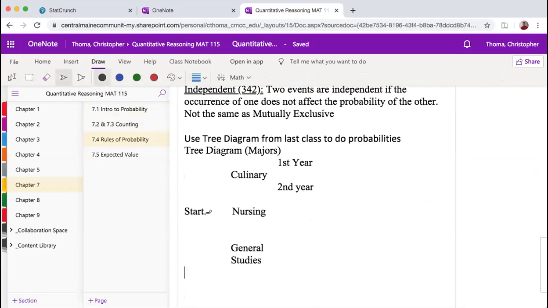So remember, this is how we read a tree. We start here and then we branch off to either culinary, nursing, or general studies. And then from there, we branch off to either a first year or a second year. We're missing our first and seconds here. So then we can branch off to our first or second, and branch off here, first or second.